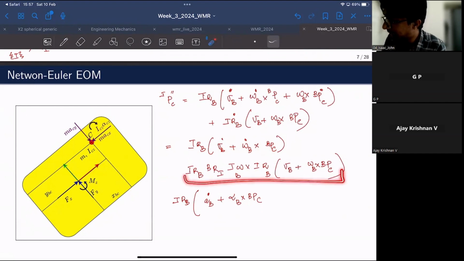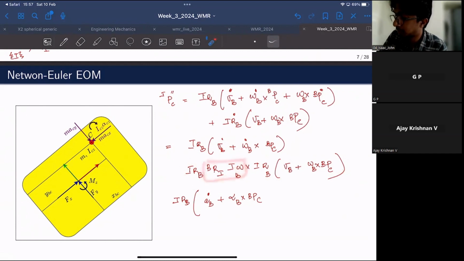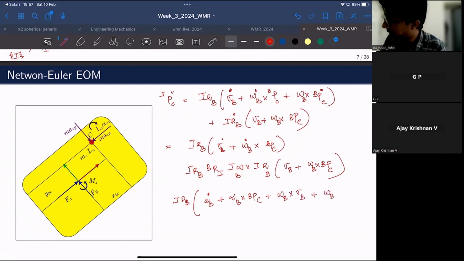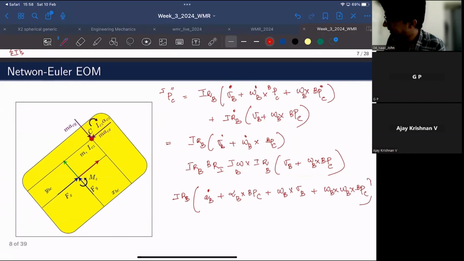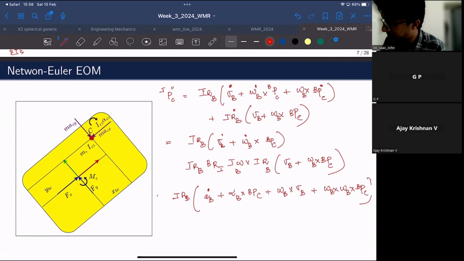From this term, if I take this IRB outside, we have this term basically. That is nothing but omega B referred with respect to its own frame. So in effect, we'll have plus omega B cross VB plus omega B cross omega B cross BPC. Essentially, this is nothing but the acceleration of point C with respect to the inertial frame of reference.